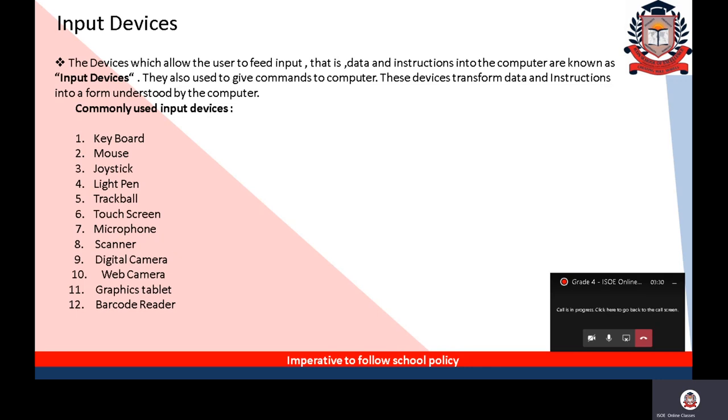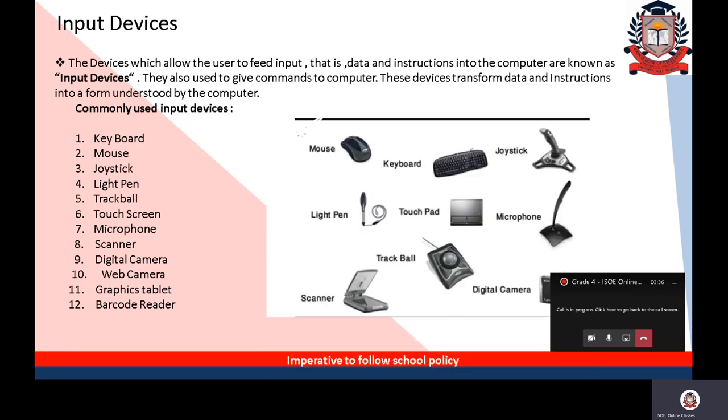Input devices are the devices which allow the user to feed input, that is data and instructions, into the computer. Sometimes we give data, sometimes we give instructions to the computer. If I click on the paint, it should open the paint. That is an instruction. If I say 4 plus 3 equal to what is output? Can you please tell me, computer? I'm giving data of 4 plus 3. So that is an input. It may be data or it may be an instruction. They are also used to give commands to the computer.